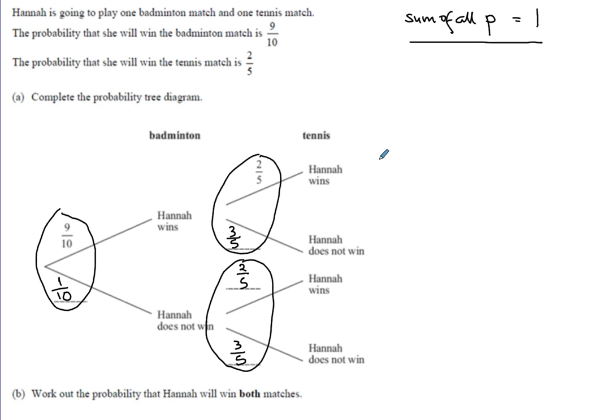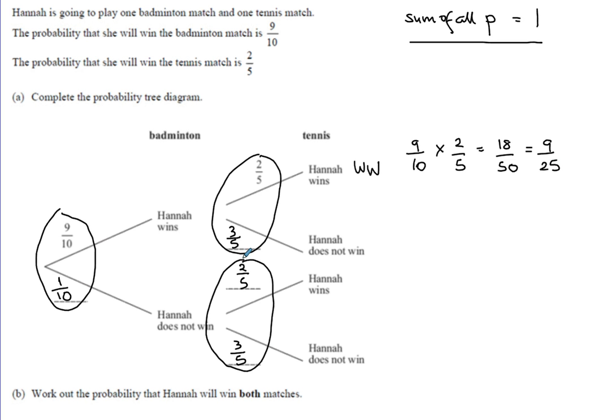Okay. So if it asks you the probability that Hannah will win both matches, we go, okay, so it's a win-win situation. So the probability of her winning the badminton is 9/10, followed by the probability of her winning at tennis, which is 2/5. Okay? And then multiplying, you're just multiplying it straight across, which is 18/50. Okay? And then always simplify.